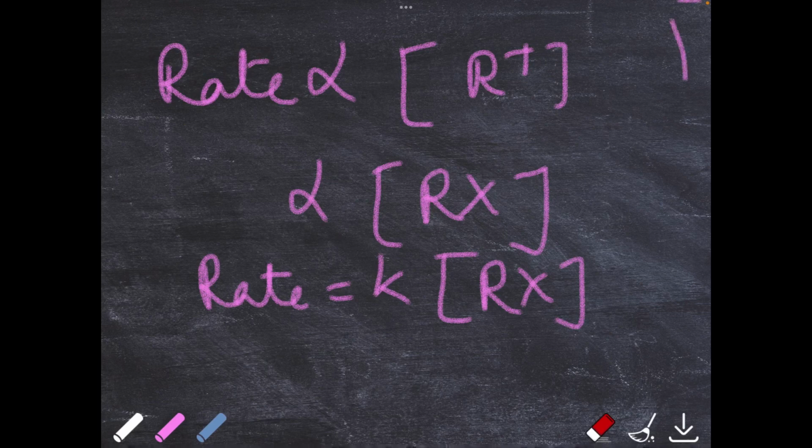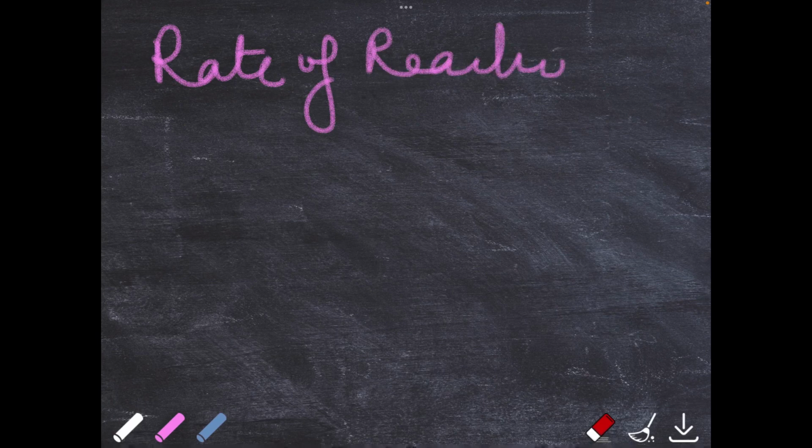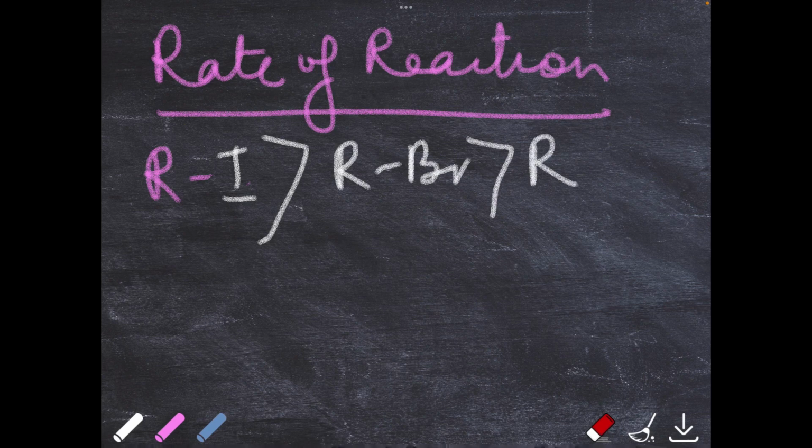One thing more I forgot to tell you was that the rate of reaction also depends on the halide. It is fastest for RI, because in RI the iodide ion, being larger in size, will easily break up. Then RBr, then RCl, and the slowest for RF, because the cleavage of the RF bond is very difficult.